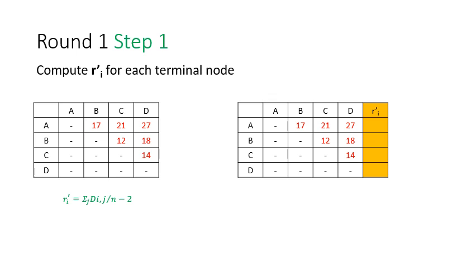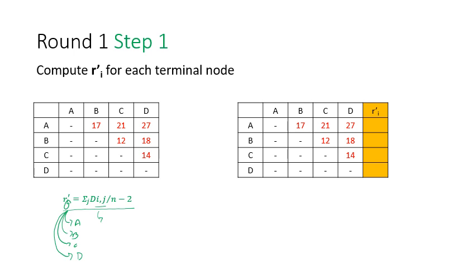Okay, so the first step of this algorithm is to compute the r prime i values for each terminal node, and that can be computed using this formula. Now this formula seems a bit difficult. I'll just show you what are the different components of this formula. i and j are two taxa. So if you are computing the values, i can be taxa A, it can be taxa B, it can be C, or it can be D.